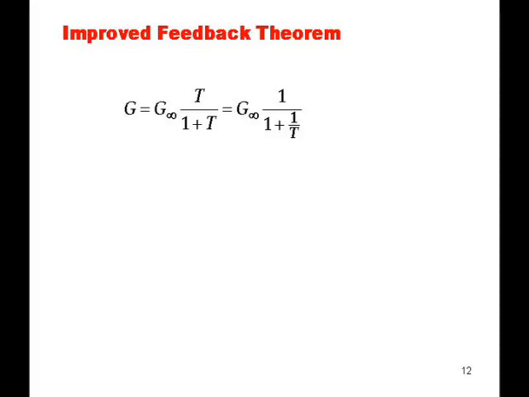So here's that final result. And I rewrote it again in a slightly different form there to point out that the format is remarkably similar to the extra element theorem that we just had a few moments ago. The G infinity in front is like the A infinity. That's the gain before we added the extra element.